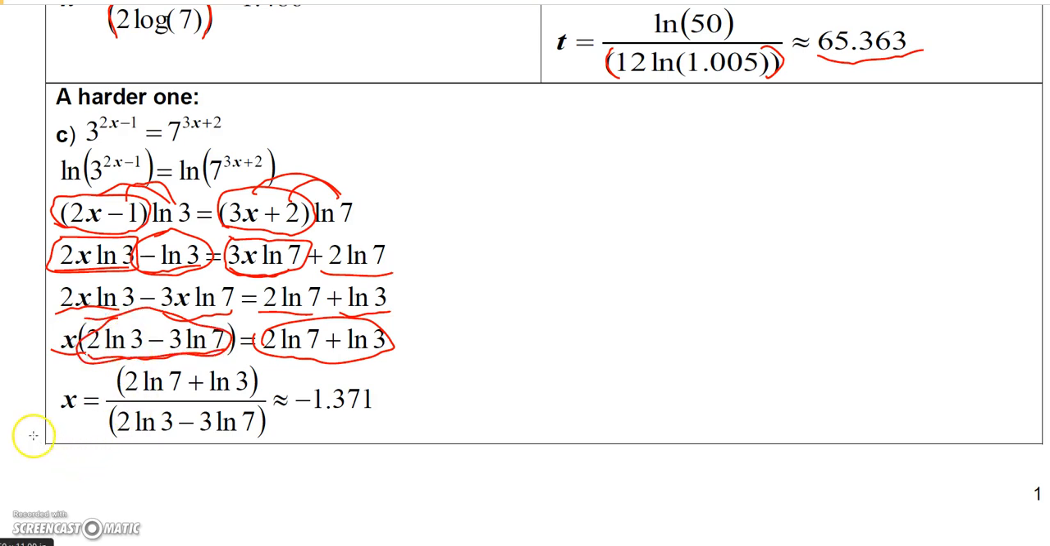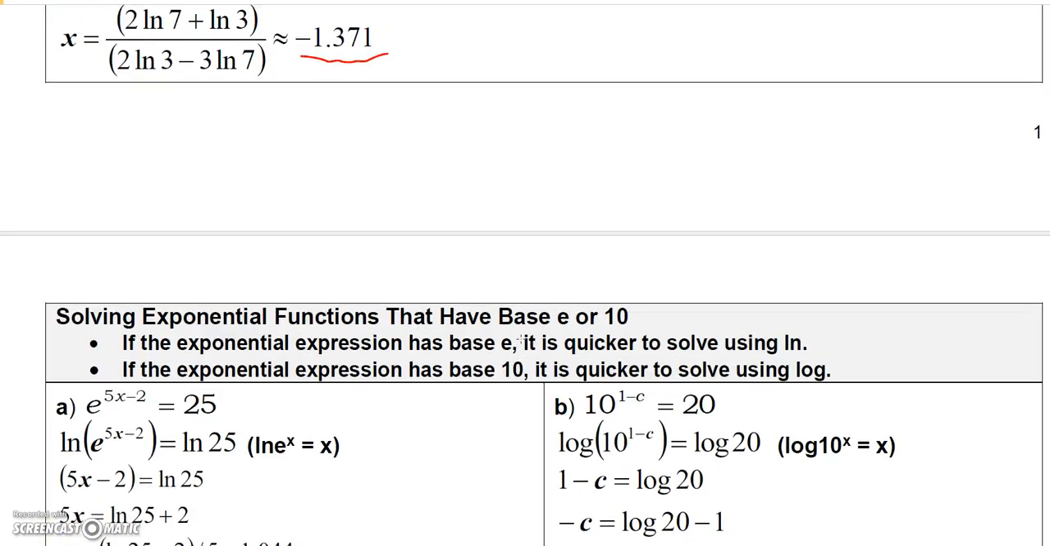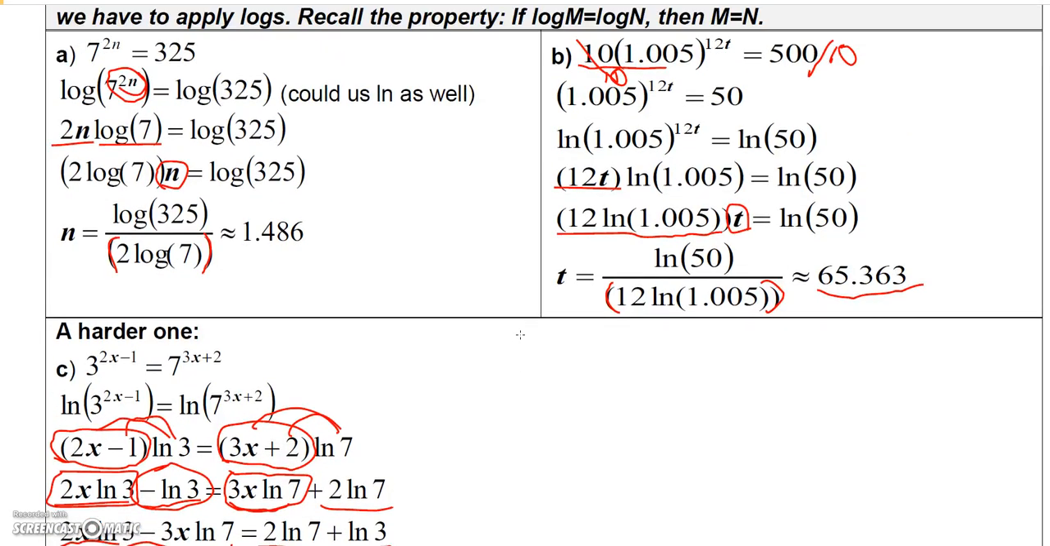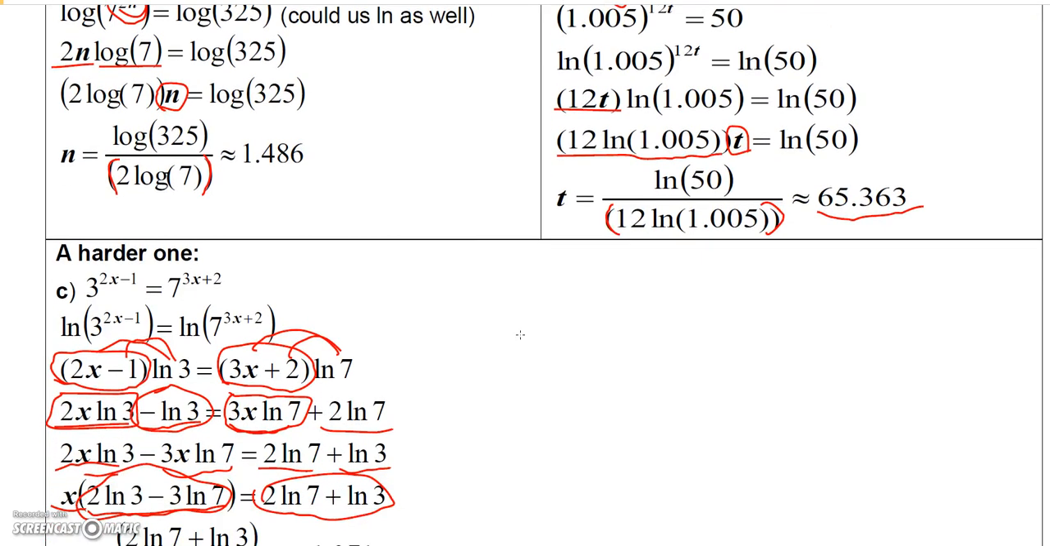And then that'll give me x. Now again, when you do that calculation, make sure you put the numerator in parentheses and the denominator in parentheses on your calculator so it will do the right order of operations. And the answer I got was negative 1.371.